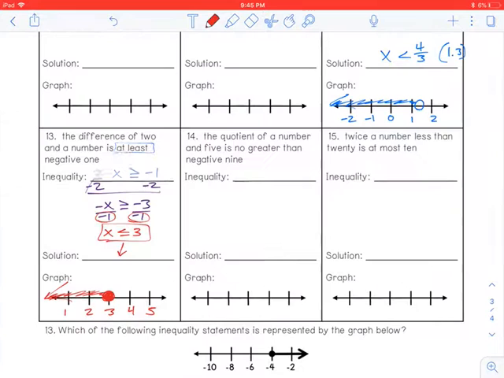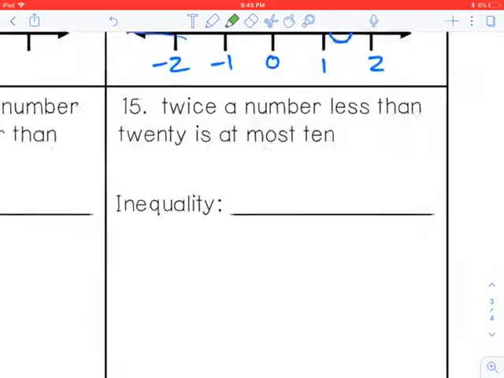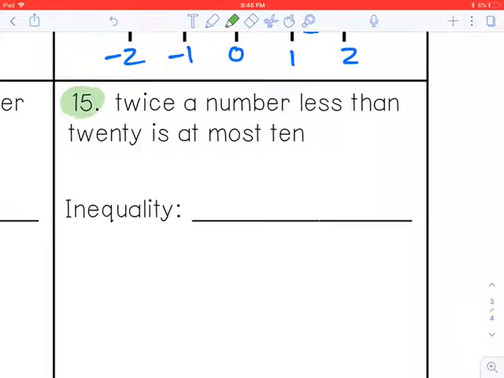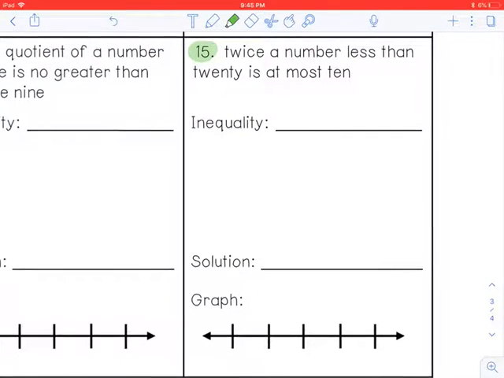Okay? So go ahead and, along with those other two examples, try number 15 here. So you're going to write it, solve it, and then graph it. Twice a number less than 20. Okay, so remember, this is a turnaround phrase. So I'll give you a hint there. So less than, in this case, is a minus sign, but it's a turnaround phrase.